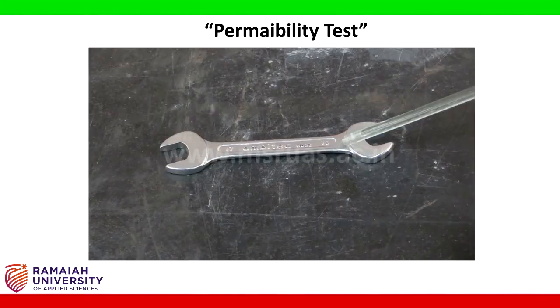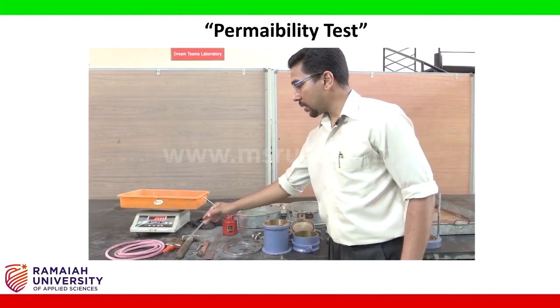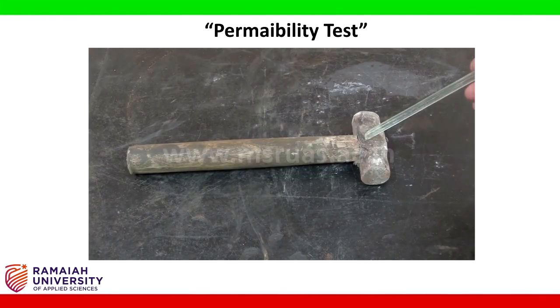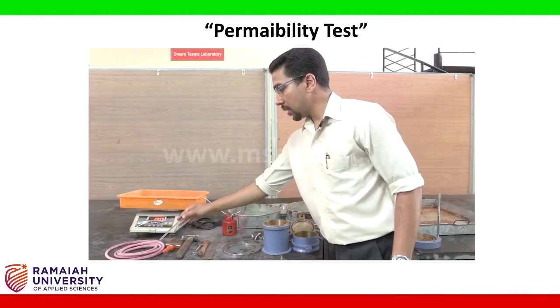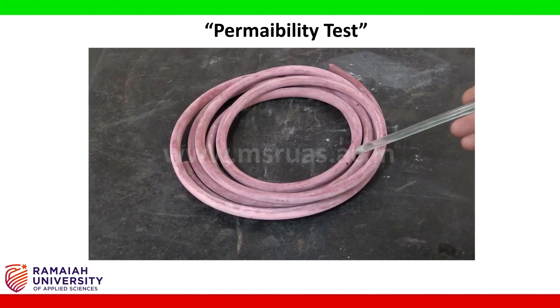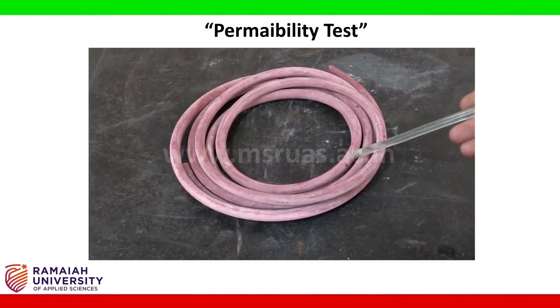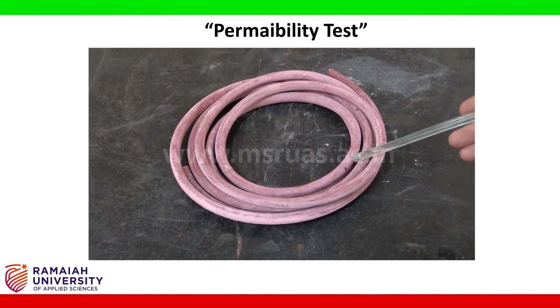Spanner, 16/17 spanner, required to tighten the nuts and bolts to fix the specimen in position. Hammer, which might be required during the casting process of the specimen. Brush for the cleaning process. Rubber tube that is required to be connected with the water source to the specimen during the testing process.